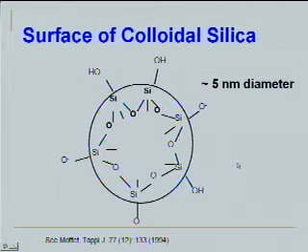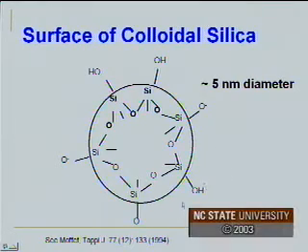Now I will focus on two kinds of microparticles. The first one is the colloidal silica. This slide shows the surface of the colloidal silica. In general, the colloidal silica has a 5 nanometer diameter. On the surface of the colloidal silica, the hydrogen ion dissociates from the surface, so the whole colloidal silica carries a negative charge.